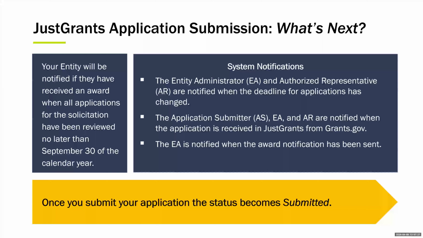Do remember who your entity administrator is, as well as the authorized representative, because they're going to be the persons that are notified if the deadline for applications changes. The system is also going to notify the application submitter, entity administrator, and authorized representative when the application has been received in Just Grants from grants.gov. And then the entity administrator will also receive a notification when the award notification has been sent.